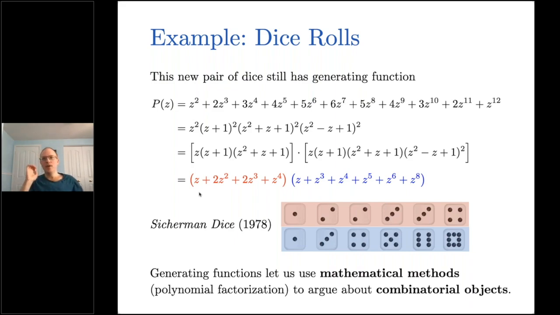And again, the key thing I want to get out from this example is that, okay, you could buy these dice online and then show your friends that it actually is the same as regular dice. But aside from that little cool factor, the point of this example is that generating functions allowed us to use mathematical methods, in this case polynomial factorization, to say something about combinatorial objects in dice rolling, right? So we could study things related to dice rolling using mathematics. And that's very cool, and that's kind of the heart of what enumerative combinatorics is.